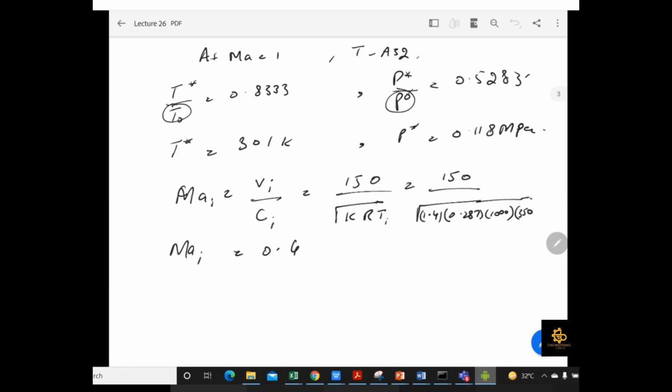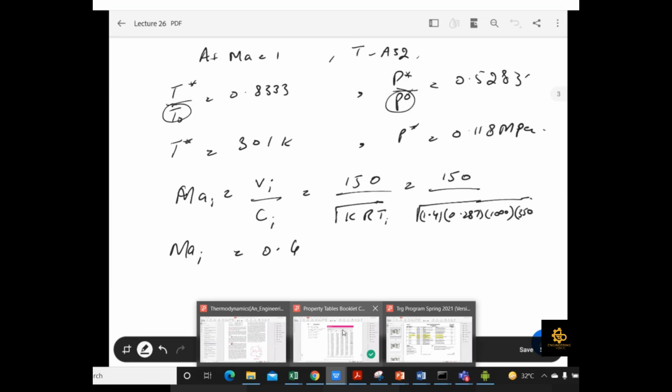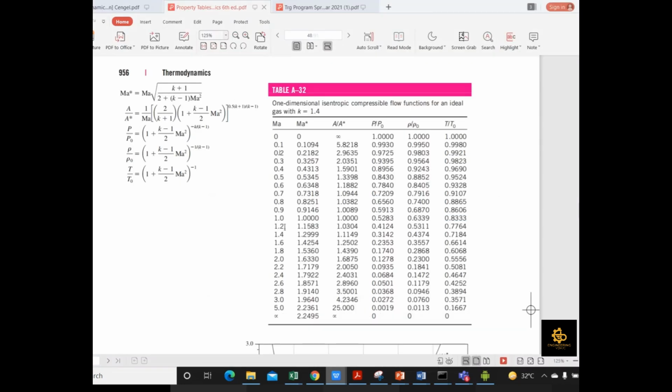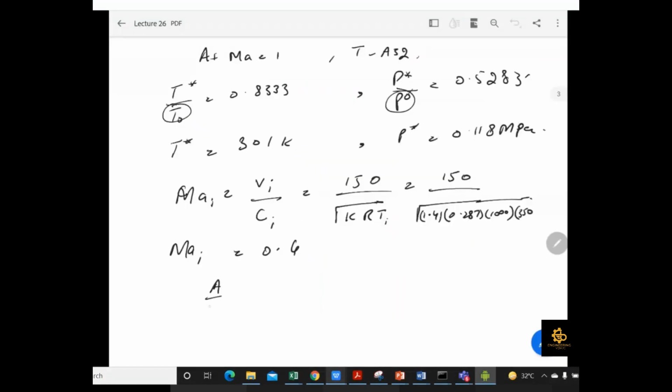So the Mach number at the inlet is known to us. Now you can simply put it in the formula that we developed in the last lecture, or you can go to the thermodynamic table. Because the Mach number is 0.4, at 0.4 the value of A by A star is 1.5901. So simply note down this value. A by A star from thermodynamic table A2 is equal to 1.5901.